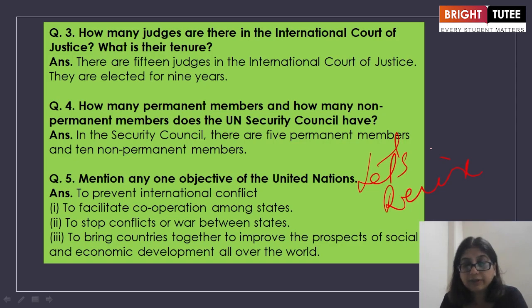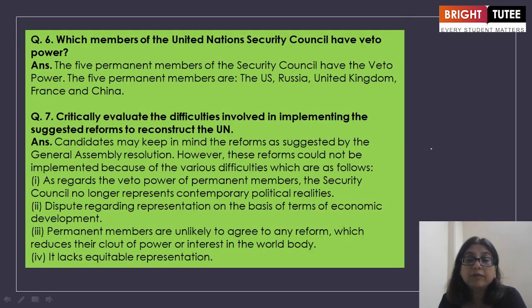And the objectives of the United Nations are to prevent international conflict, to facilitate cooperation among states, to stop conflicts or war between states, and to bring countries together to improve the prospects of social and economic development all over the world. Which members of the UN Security Council have veto power? The 5 permanent members of the UN Security Council have the veto power. The 5 permanent members are the US, Russia, United Kingdom, France, and China.